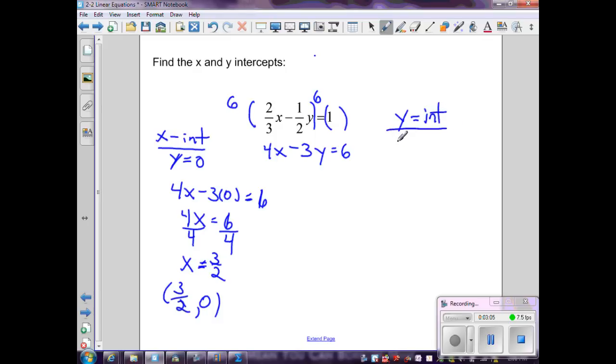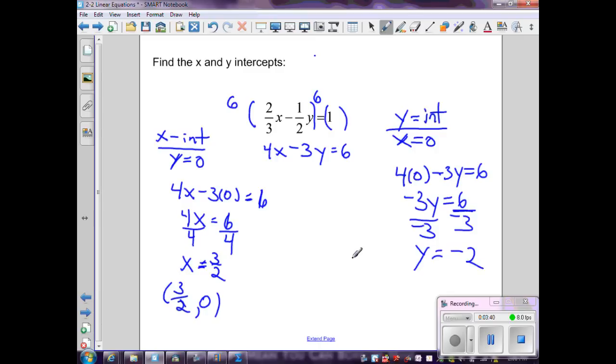My y-intercept is found by letting x equal 0. So when I substitute, that's going to give me 4 times 0 minus 3y equals 6. That gives me a negative 3y equals 6. Or when I divide by a negative 3 on both sides, that's going to give me y equal to a negative 2. Therefore, my ordered pair is going to be 0, comma, negative 2.